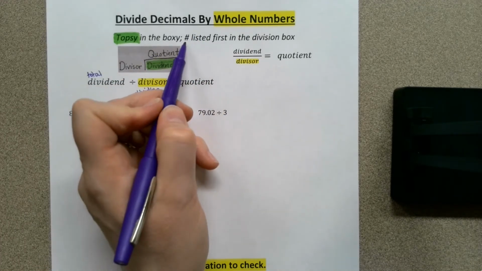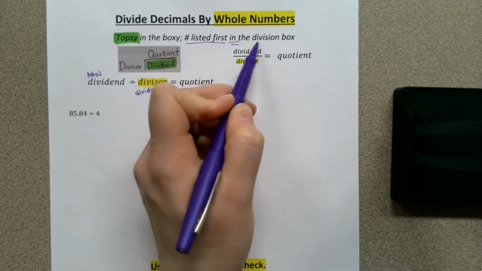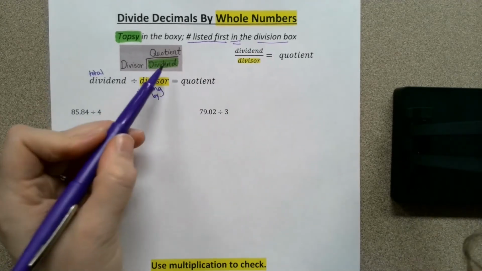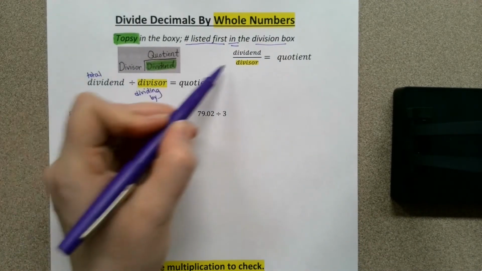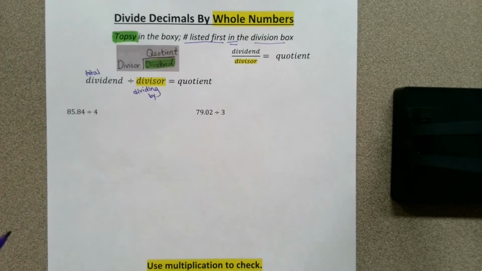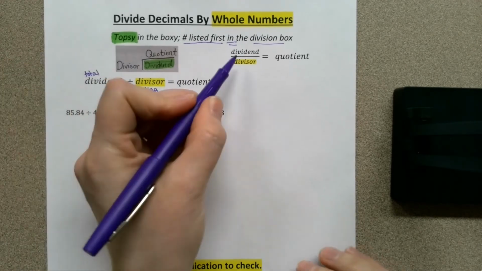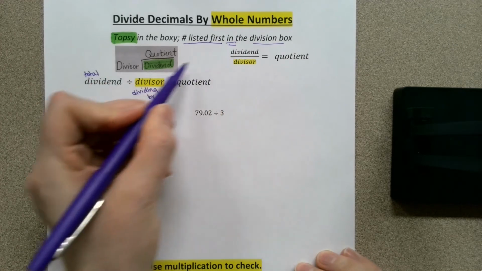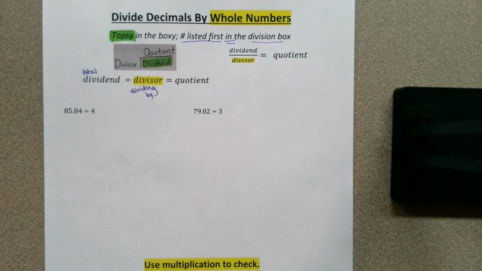So the number listed first, that's our dividend, is going to go in the division box. And the divisor, the number we're dividing by, is going to go on the outside so that we can write our quotient on the top of the box. Another phrase you'll hear is "topsy in the boxy." The top number, the dividend, goes inside the box. Topsy in the boxy. Just a fun way to remember it.